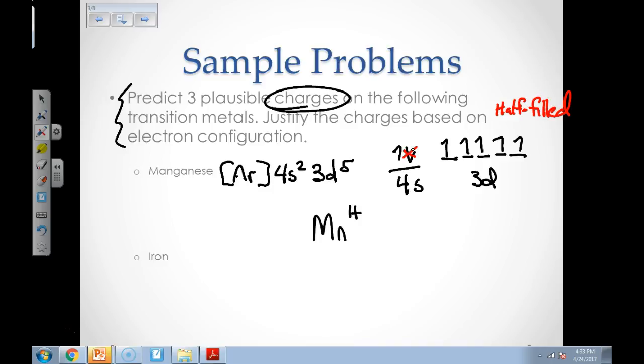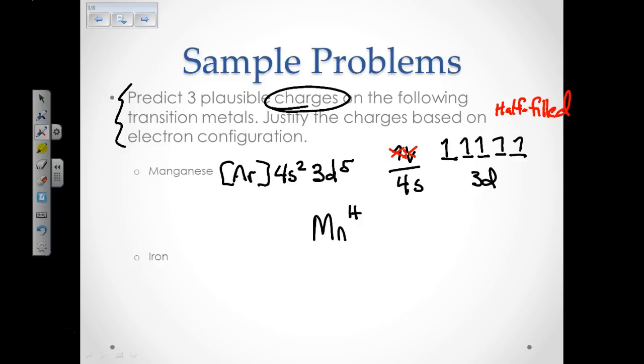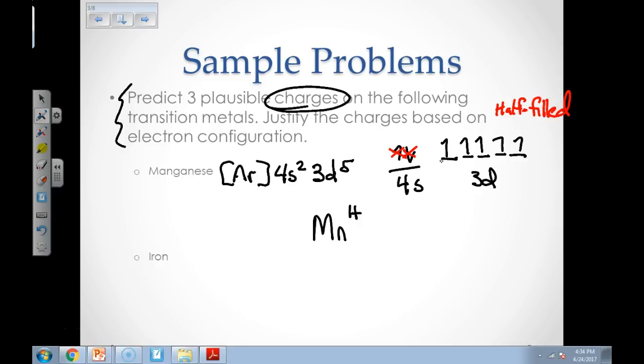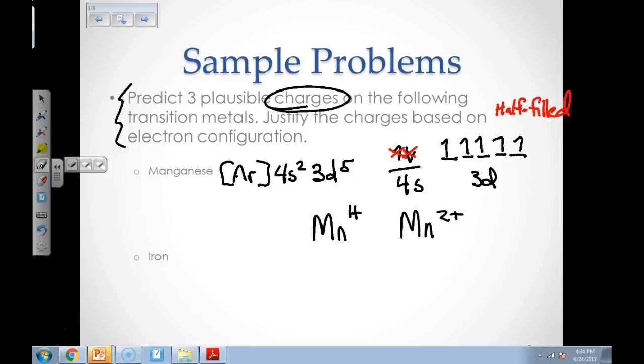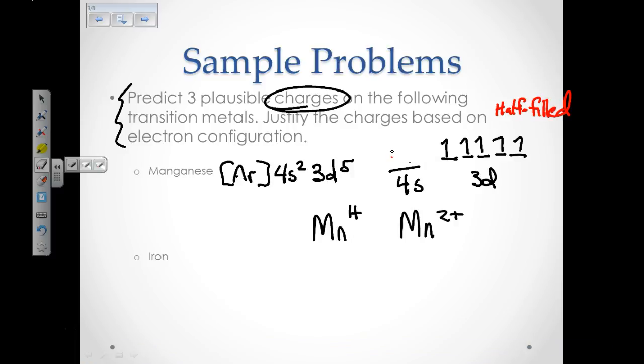Well, we've lost 1. This is the electron configuration. What if we lose 2? Does that make a stable electron configuration? I think it does, because this one is half filled, and this one now is empty. So that's going to be Mn 2 plus. And then last, a third one. Let me get rid of these X's just to make sure that everybody's on the same page.